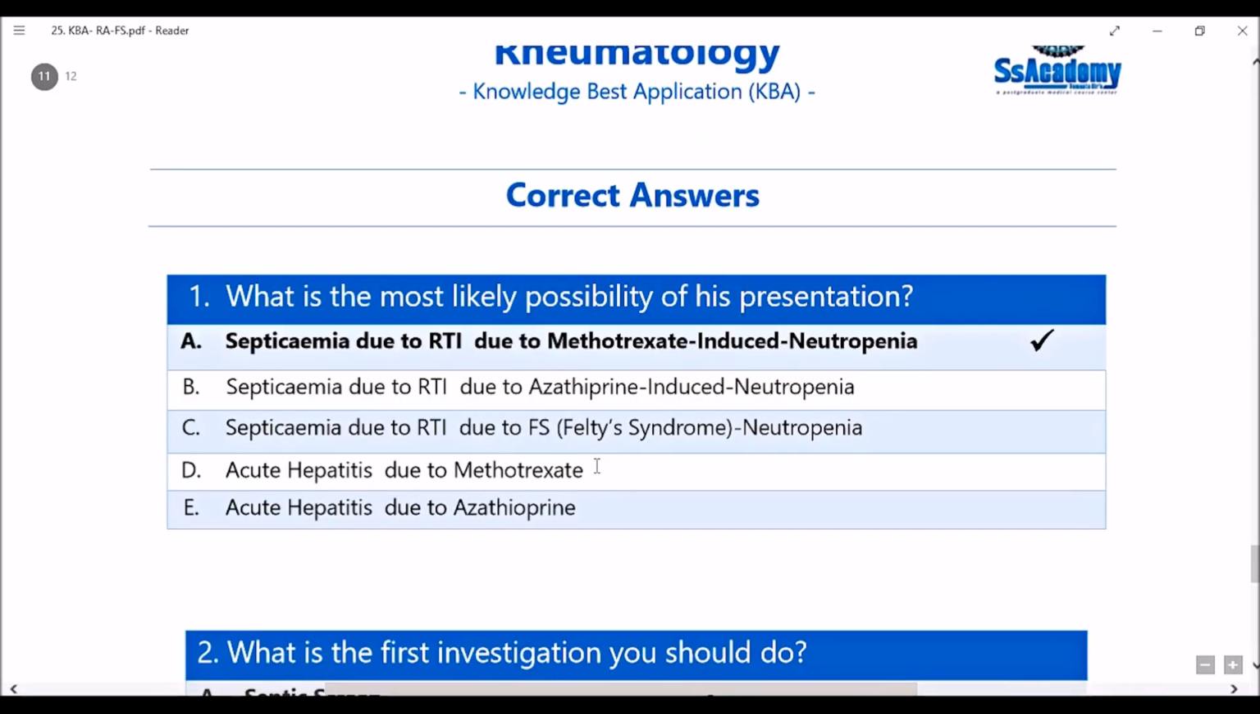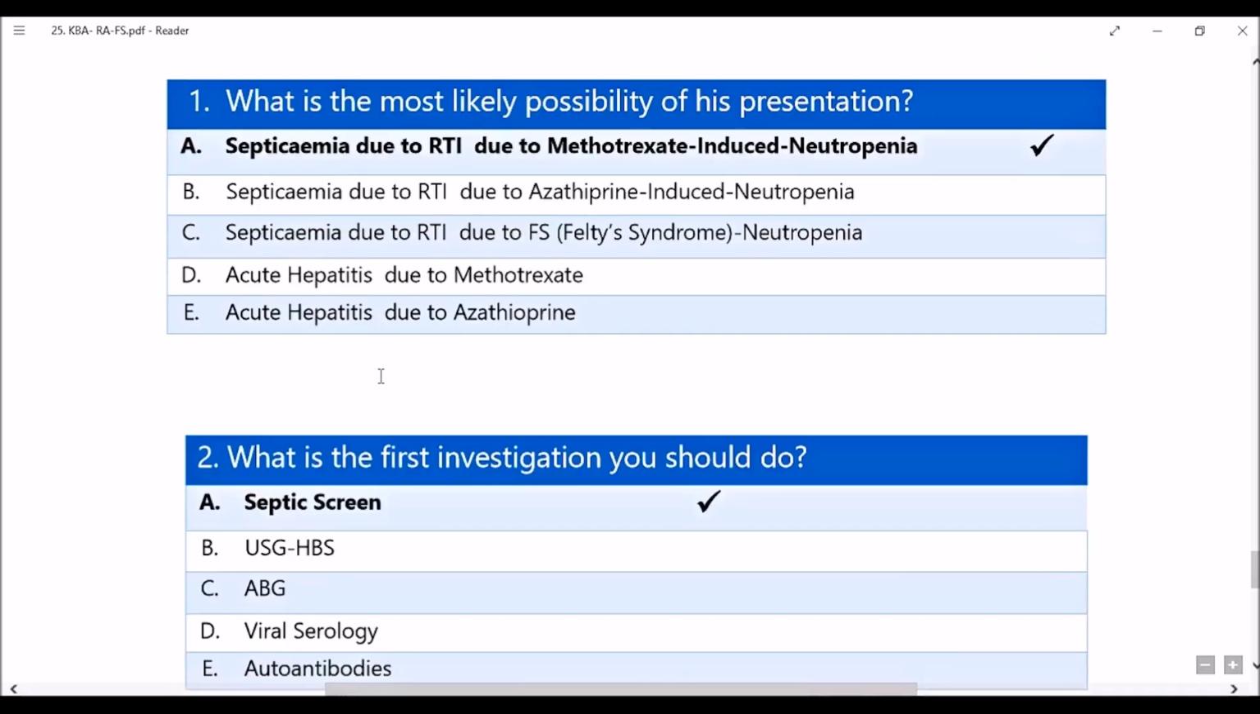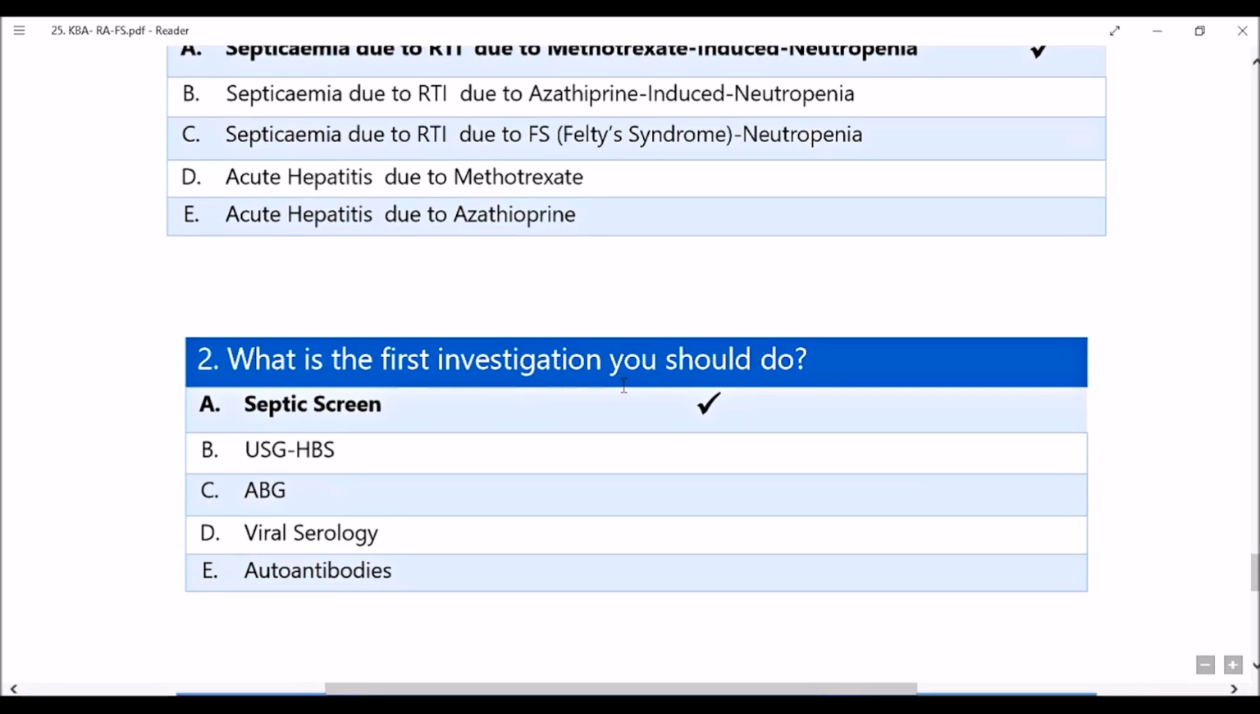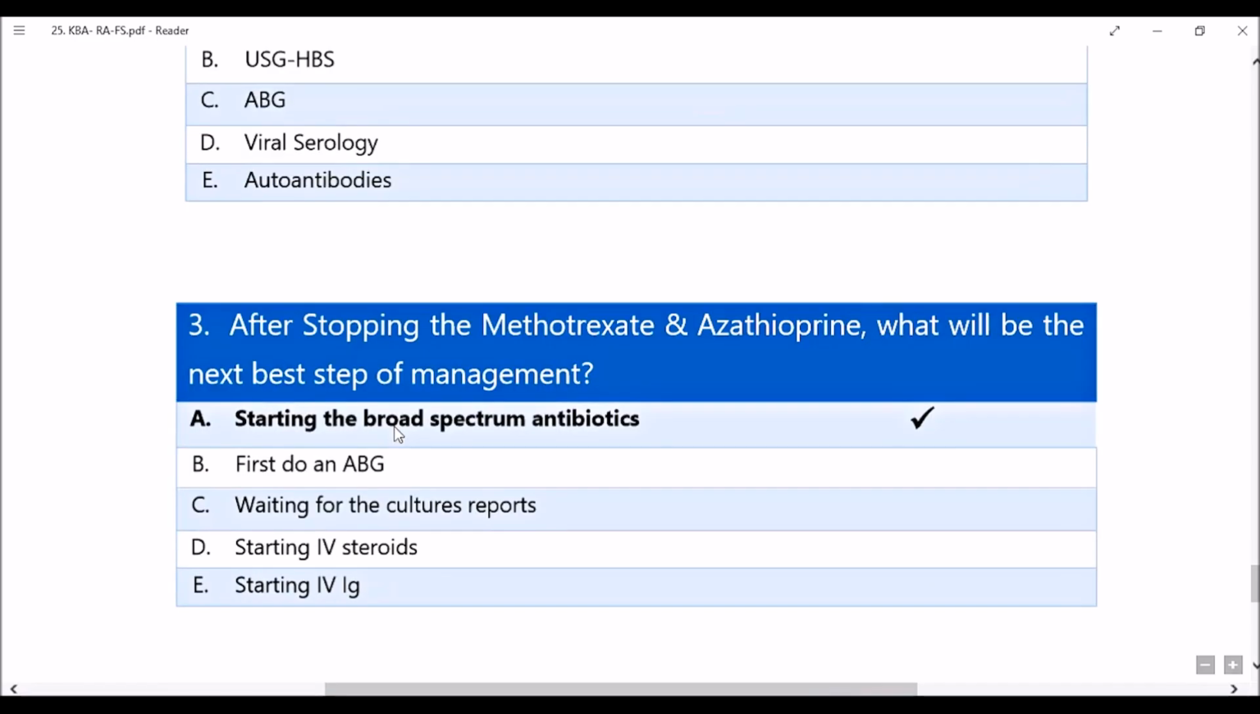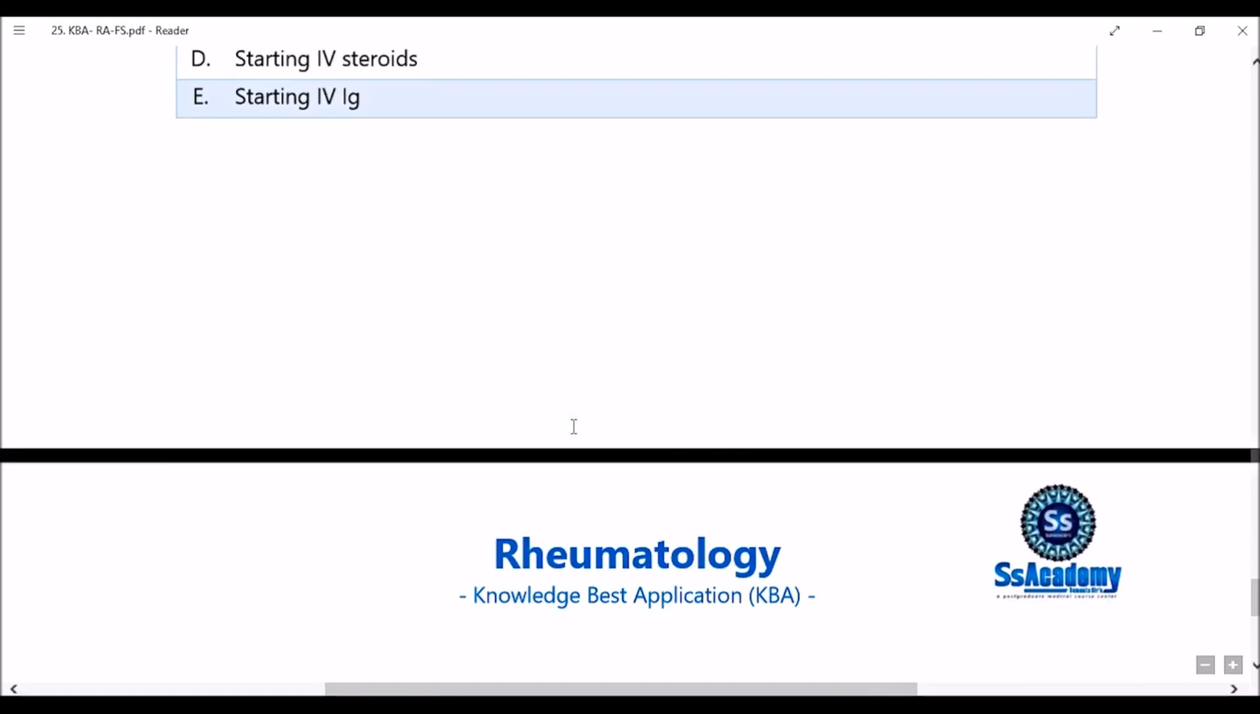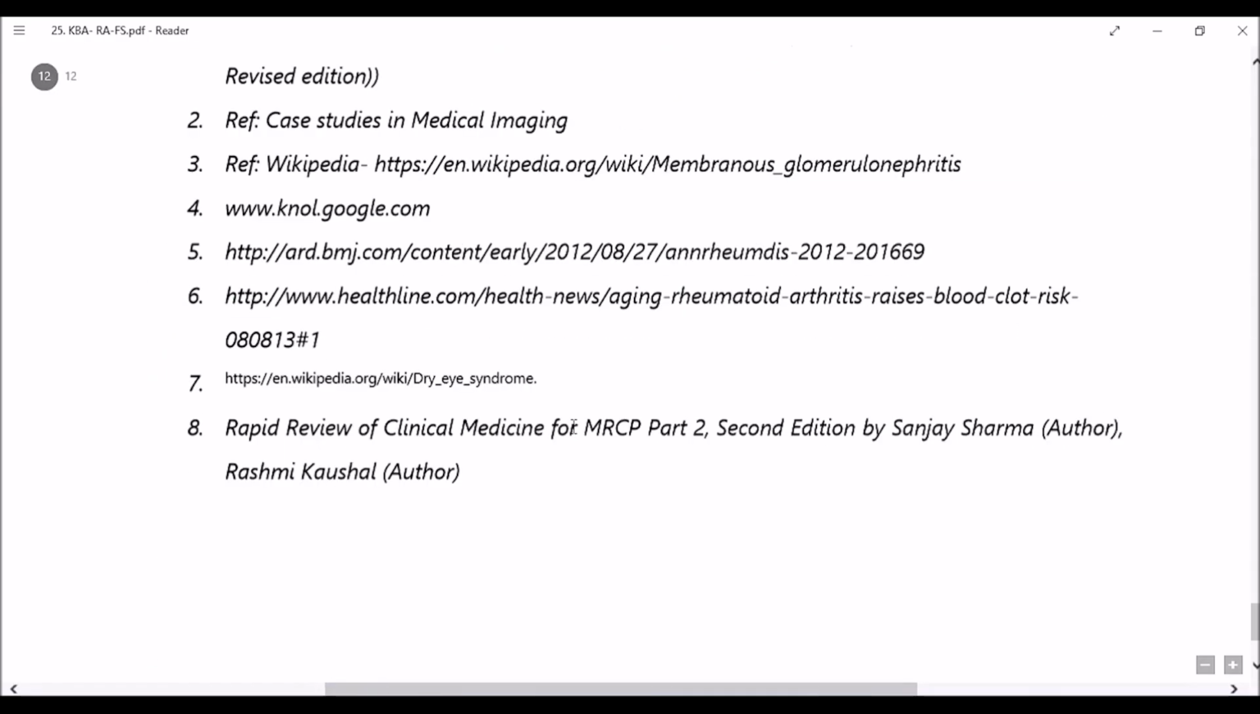So in summary, what is the most likely possibility? An MTX-induced neutropenia leading to respiratory infection, leading to septicemia. What is the first investigation you do? The septic screen. And after stopping the methotrexate and azathioprine, what will be the next step? Starting broad spectrum antibiotics.